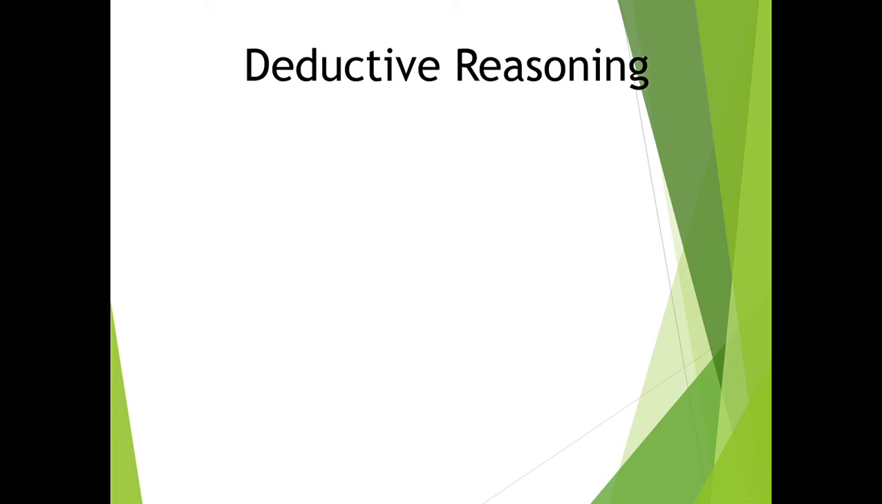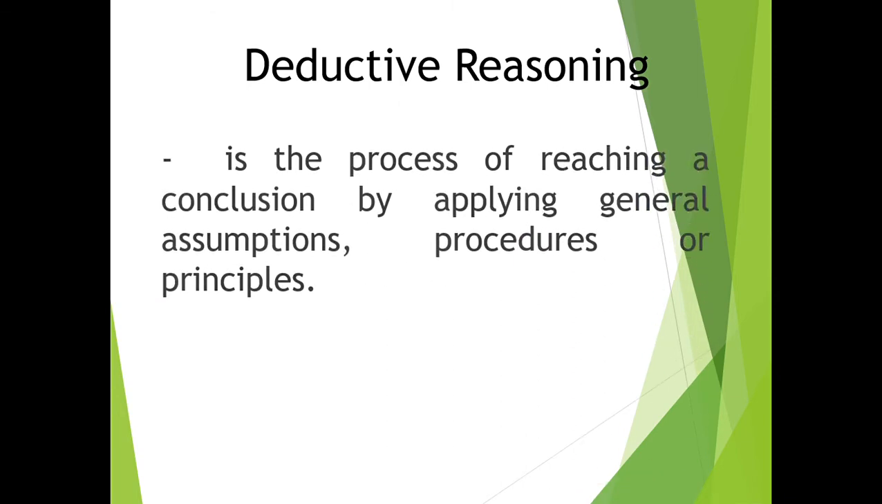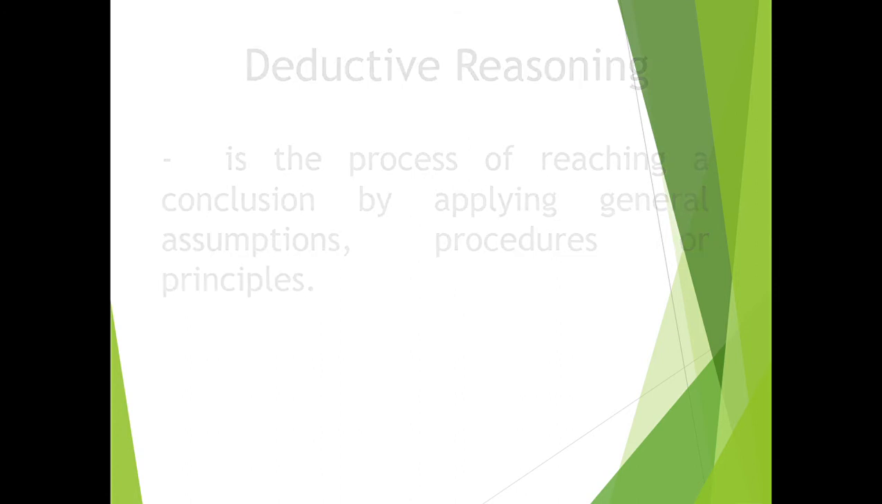So right now, we will also be tackling deductive reasoning. So what is deductive reasoning? Whereas inductive reasoning is from specific to general, deductive reasoning is from general to specific. You start with a general conclusion and then take an example from that general conclusion. It is the process of reaching a conclusion by applying general assumptions, procedures, or principles. So that is deductive reasoning.